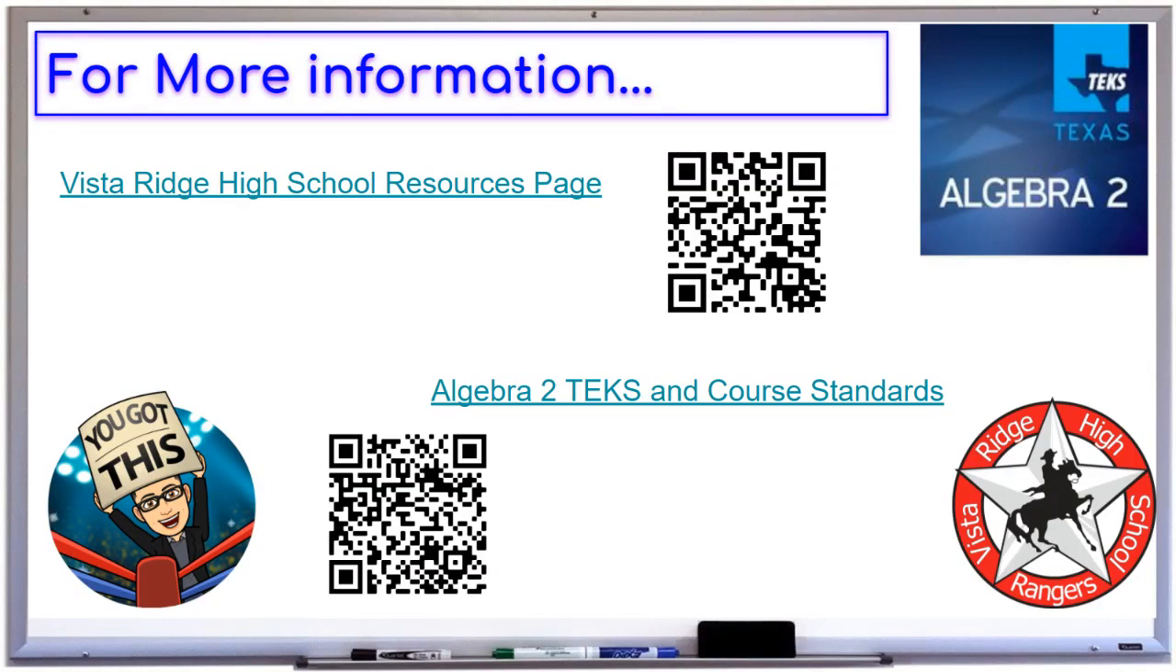For more information, please visit the Vista Ridge High School resources page for additional services. The Texas Education Agency website also has more information regarding the essential learning outcomes of Algebra 2.